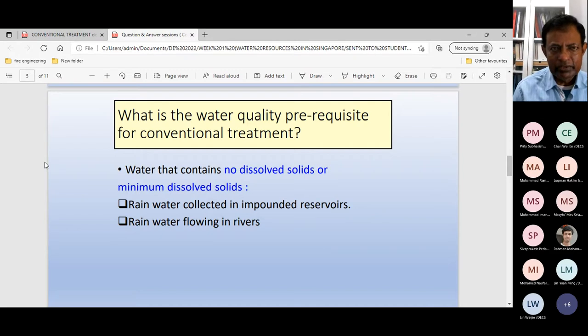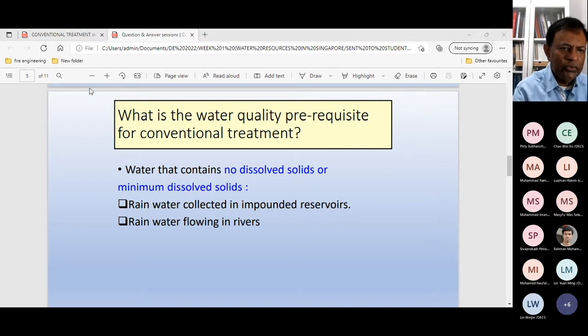which is collected in an impounding reservoir, and those water that is being collected and preserved, it is easier for you to use them in the conventional treatment because there is no need for you to remove the dissolved salt. There may be a little bit of dissolved solids inside the water. It is already dissolved, but the concentrations are very, very low.